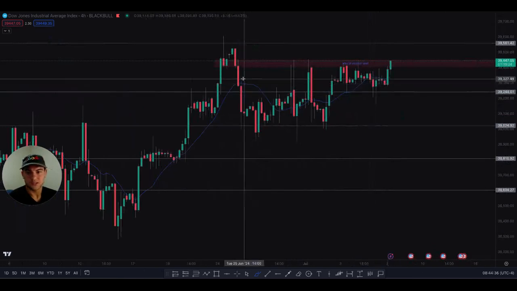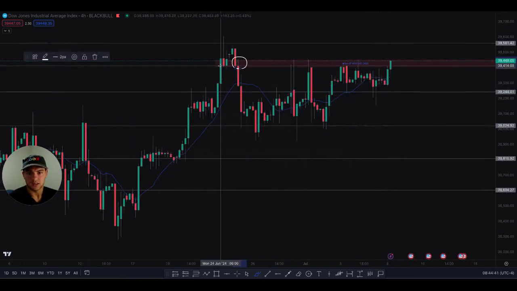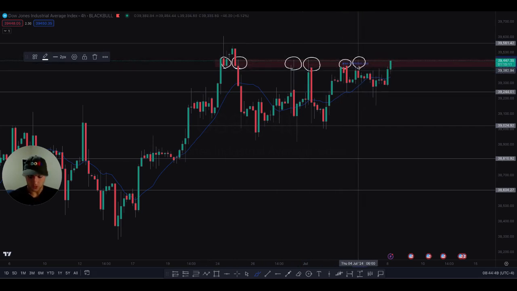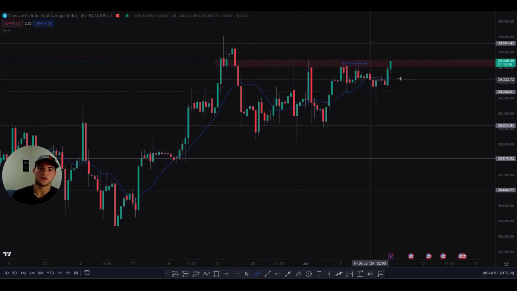If we pay attention here, this basically started as a support and resistance area, and now we have a lot of touches from the same area. That's why it's called an area of interest. So right now, as I said, we're completely bullish for the day on the 4-hour.